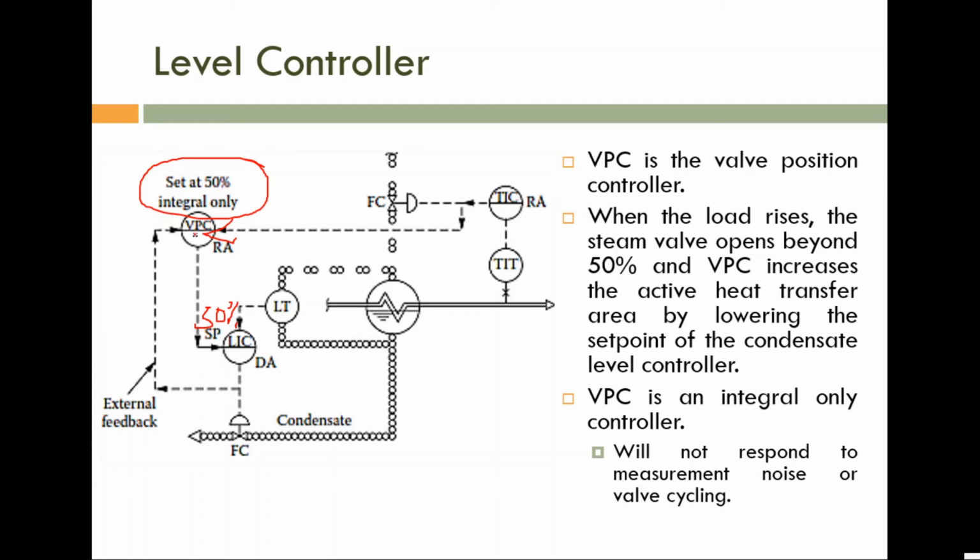For the time being, if there is any error, then with respect to the error, this VPC will give a modified control signal. So what is happening to this value? That one is changed from 50%.